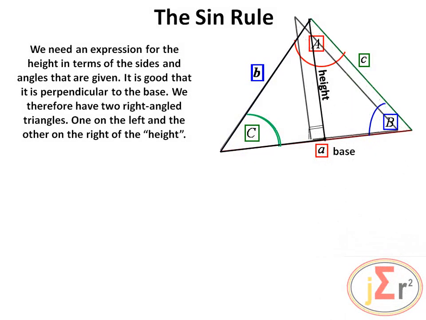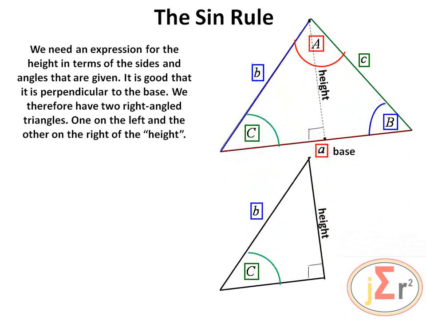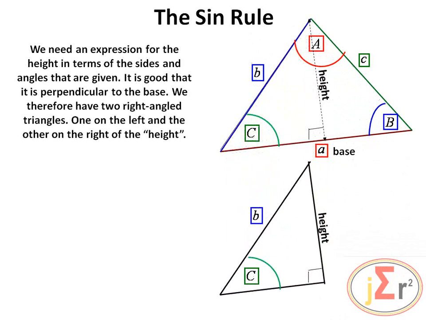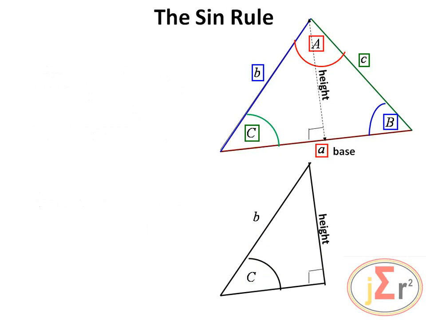The one that is on the right is not so much used. The one that is on the left is the one that we are going to be using to derive our relationship for the height. So the right angle triangle on the right will be neglected, and the one that is on the left is going to be used to derive an expression for the height.